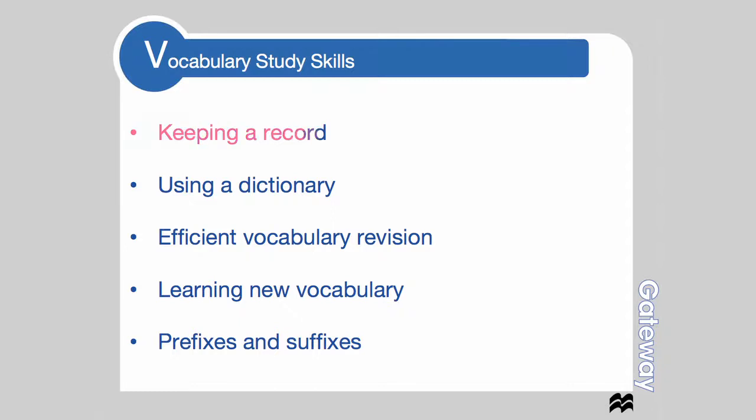So today we're going to look at a number of things when talking about vocabulary. The first one is keeping a record, because it's important that you keep a record of all the vocabulary that you learn. Then we're going to look at using a dictionary and how it can be helpful to use a dictionary. Efficient vocabulary revision is fundamental, and we saw how important it is in the first video to revise constantly the vocabulary that you're learning. Then we're going to look at learning new vocabulary and how to make notes and take notes of that, and how we can boost our vocabulary by using prefixes and suffixes.